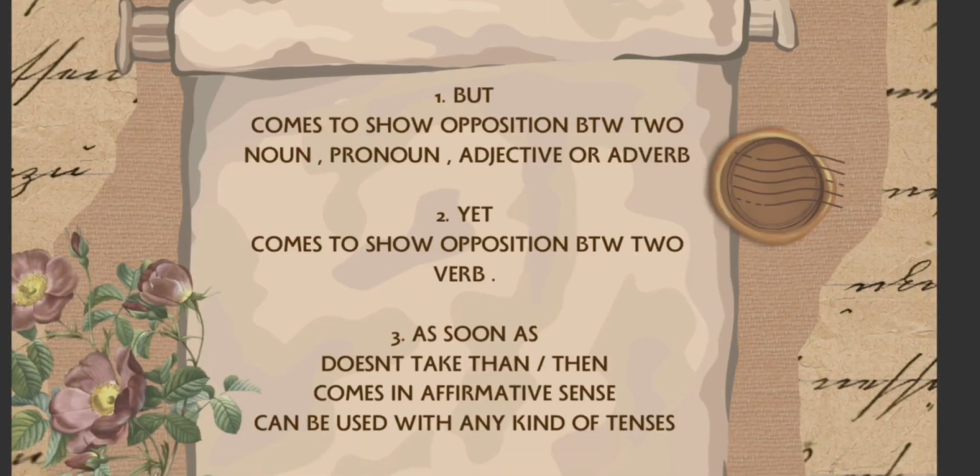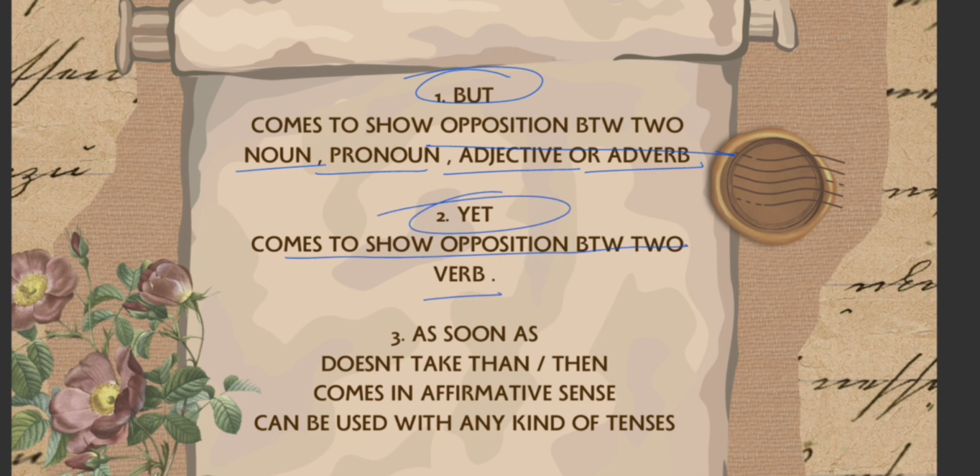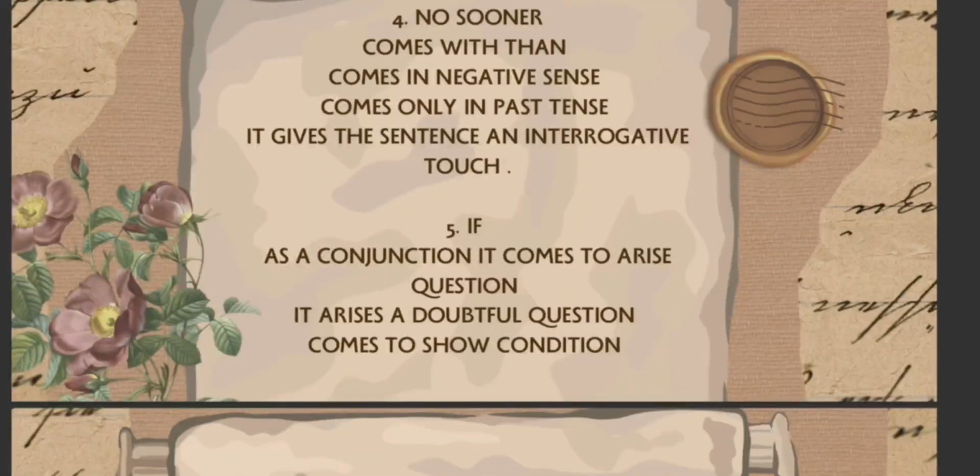This is the slide where I tell you what these different words are used for. But comes to show opposition between two nouns, pronouns, adjectives, or adverbs. Okay. Now yet comes to show opposition between two verbs. As soon as doesn't take than or then. Very important, students. Mark it with a star. It comes in affirmative sense and can be used with any kind of tenses. Okay. Now let's move ahead with this one.